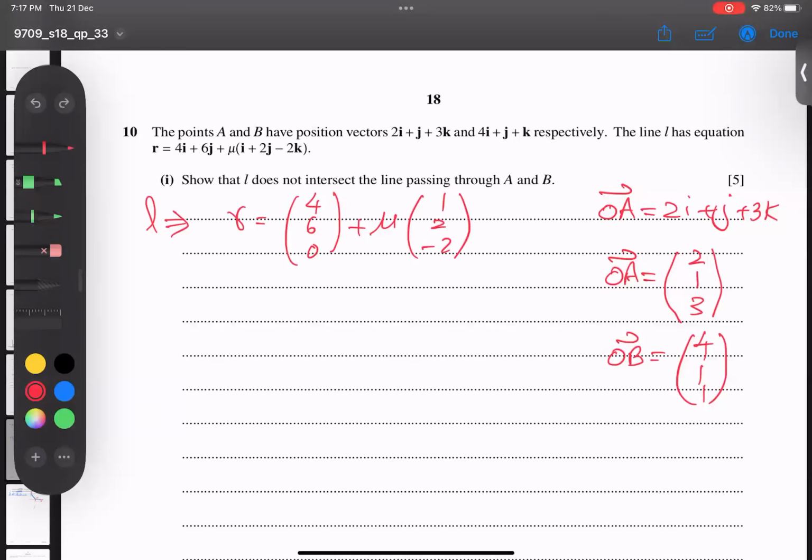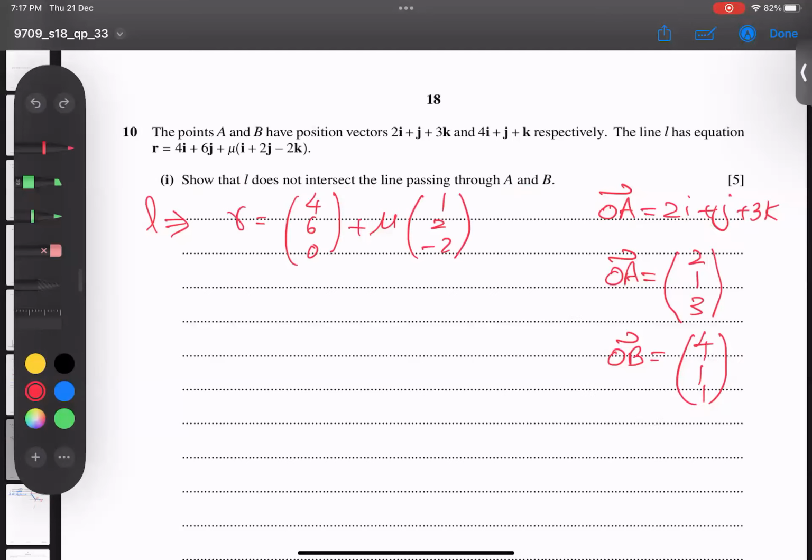Read the statement, please. Further, it says show that line L does not intersect the line AB. Actually, we have two lines here. One line is given, line L, and one line we have to make. And we have to check whether they intersect or not. So let's start with the vector equation of line AB, which is my target.